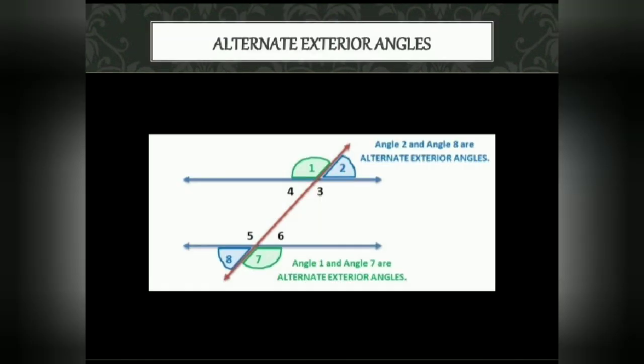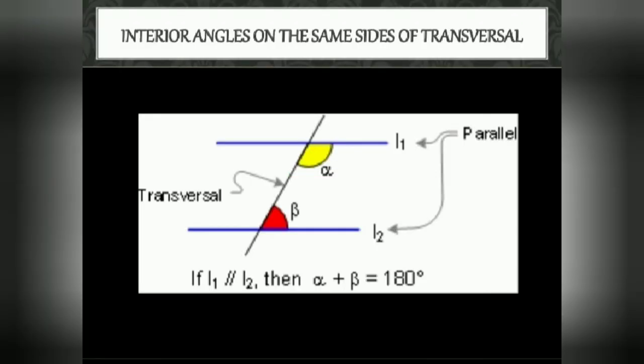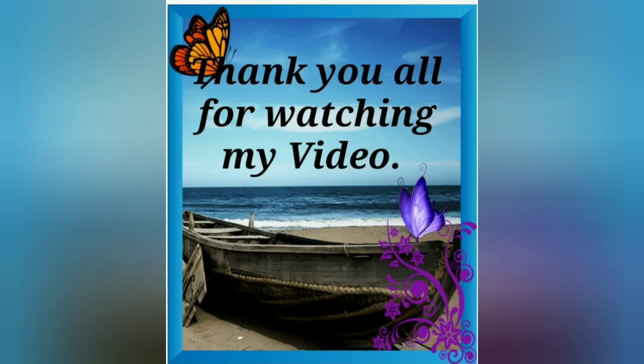Then alternate exterior angles. Two parallel lines are there and one transversal. So angle 2 and angle 8 are alternate exterior angles, and angle 1 and angle 7 are alternate exterior angles. Here are interior angles on the same side of the transversal. Here are two parallel lines and one transversal. So here, if L1 is parallel to L2, then A plus B is equal to 180 degree. So these are the interior angles on the same side of the transversal.